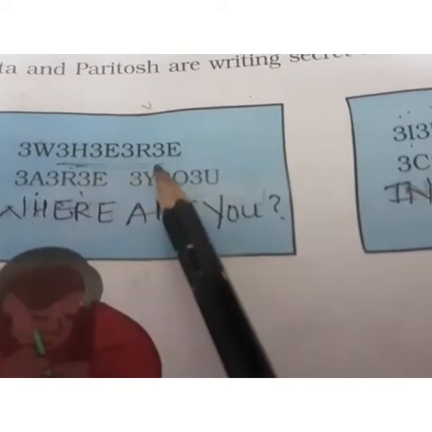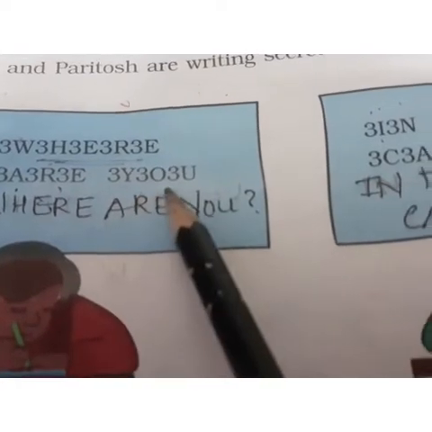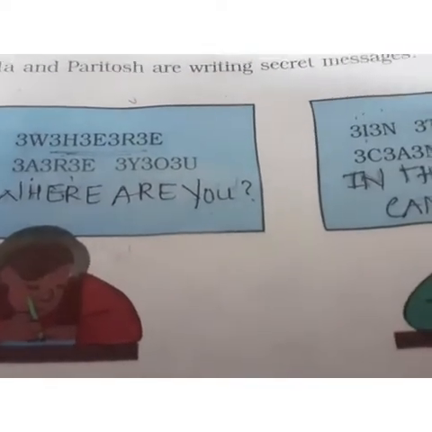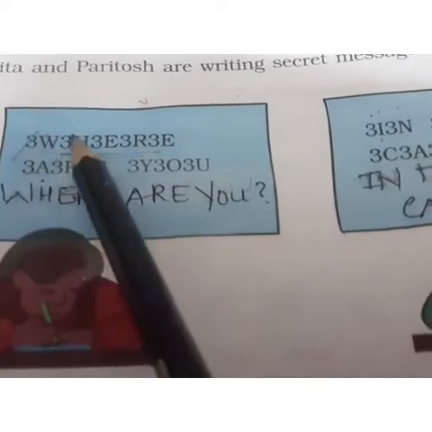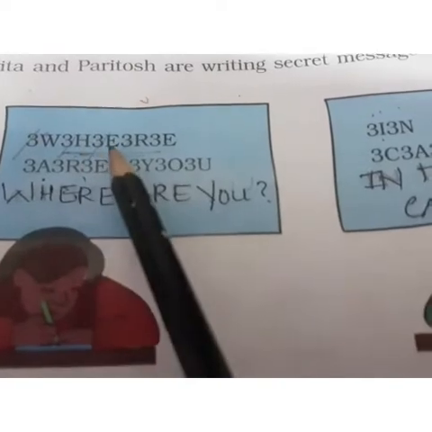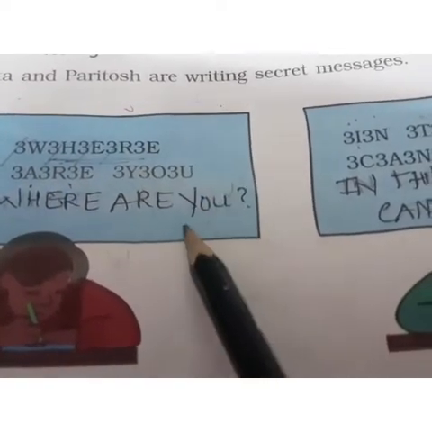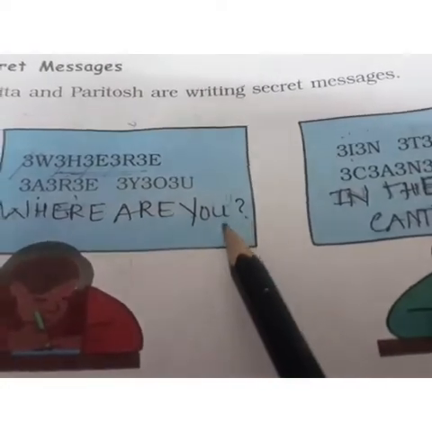Now here you can see this 2, 3W, 3H, 3E, 3R, 3E, then 3A, 3R, 3E, 3Y, 3O, 3U. That means 3 नंबर के साथ पूरा मैसेज लिखा हुआ है. 3 नंबर and an alphabet, what she is trying to say? तो आपको क्या करना है, इसमें से सारे 3s जो है हटा दीजिए आप और 1 by 1 अल्फ़ाबेट को लिखना शुरू करिए. WHERE, that is your where. ARE and YOU, where are you? That is the message in this.